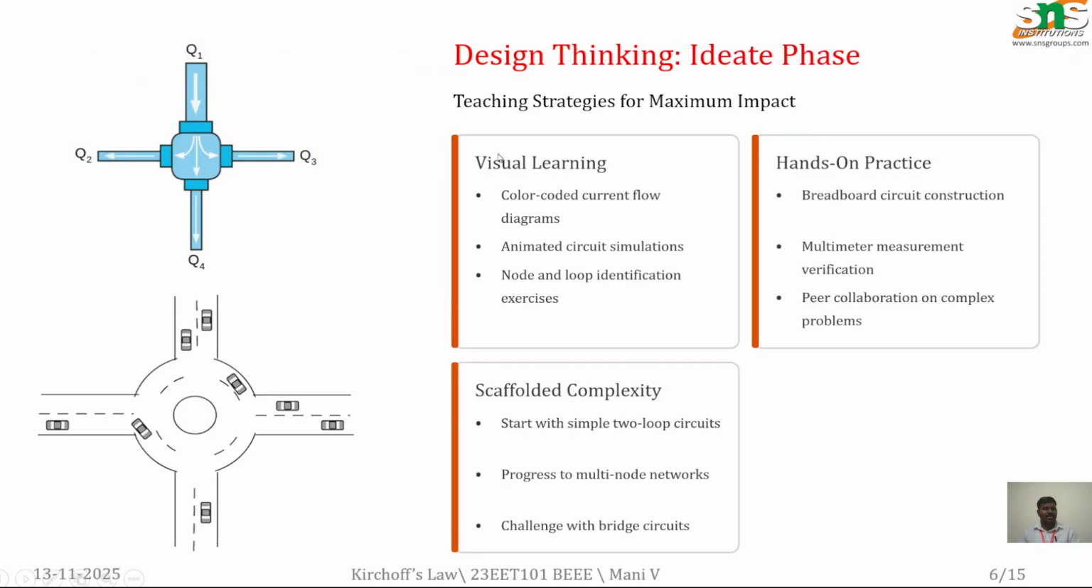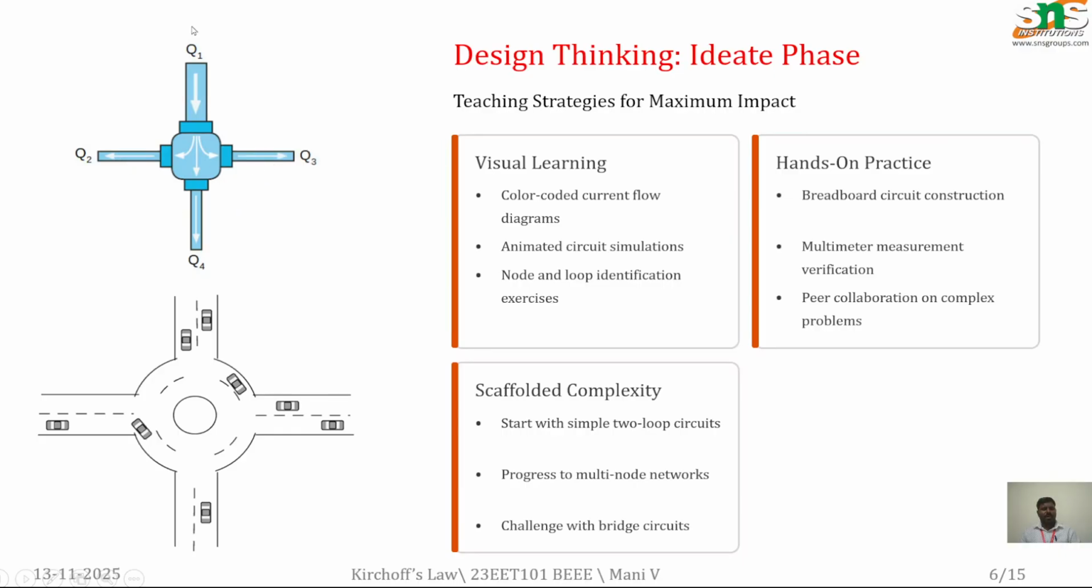So in the ideate section, now we can take a water analogy. Here Q1 is the entering water, and the entering water is further divided into three sections: Q2, Q3, and Q4. The total amount of water entering through Q1 is divided into these three sections, Q2, Q3, and Q4.